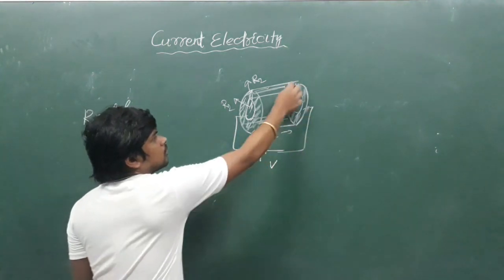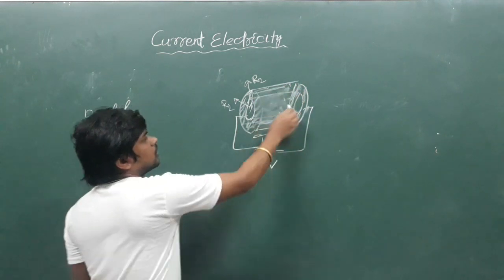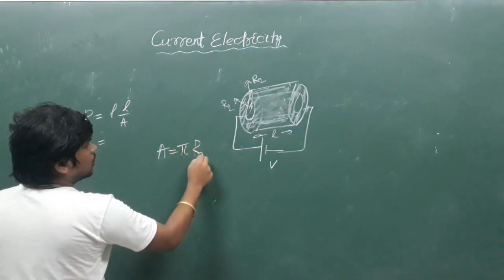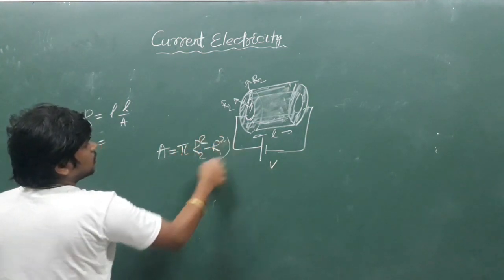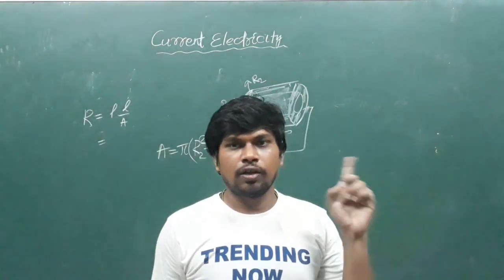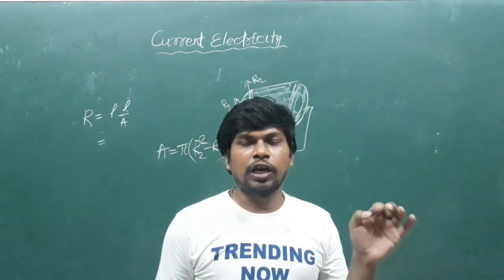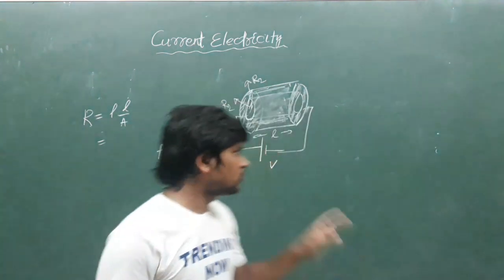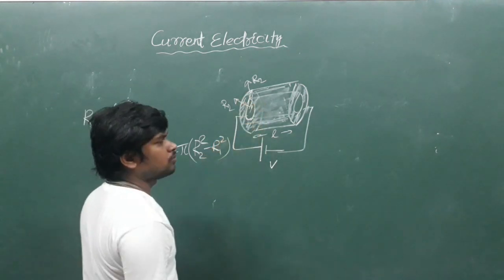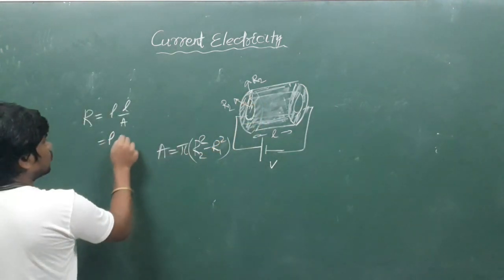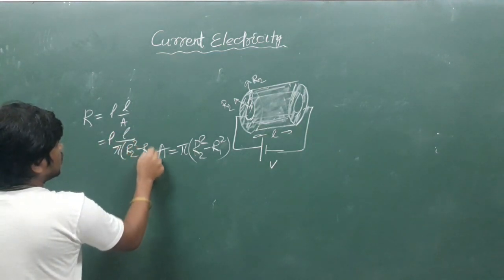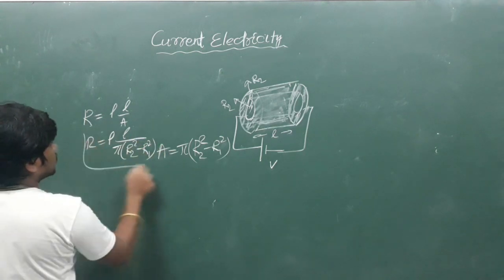So how much will the area be? The area will be pi into r2 square minus r1 square. This is the area, and the current flows in this area. You should take the area across which the current flows and the length along which the current flows. So in how much area does it flow? The middle part is gone, and the current flows only in what is left. So it will be rho L divided by pi into r2 square minus r1 square. This becomes the formula for resistance.